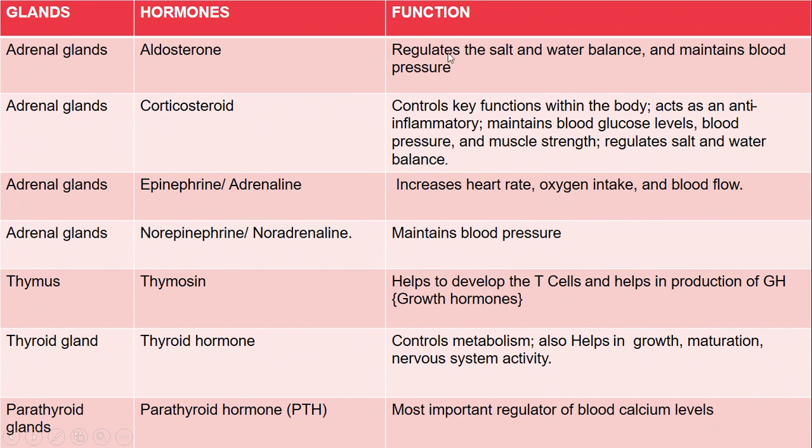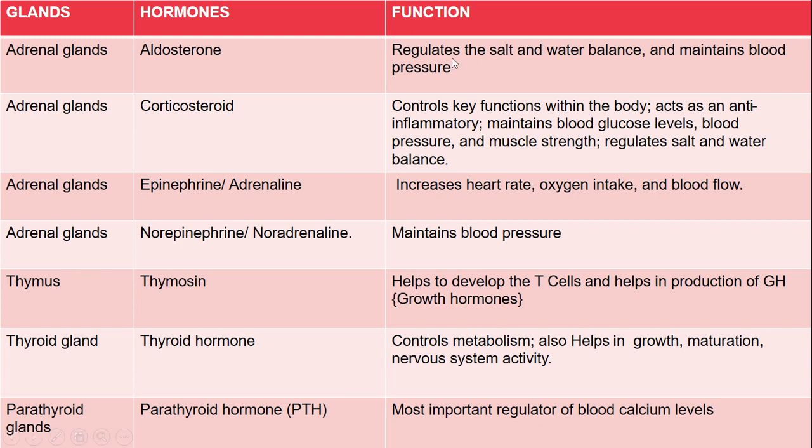Aldosterone is the one which regulates the salt and water balance and maintains the blood pressure. Since the adrenal gland is situated above the kidney, which is related to the kidney, you can remember it by that. The kidneys are the ones which maintain the blood pressure, the salt and the water balance, everything.